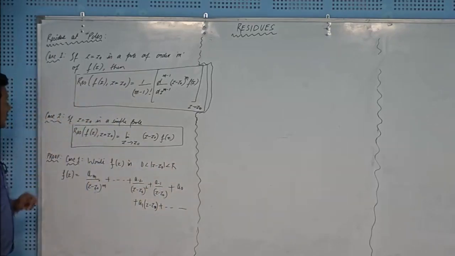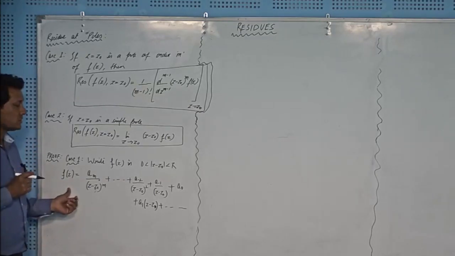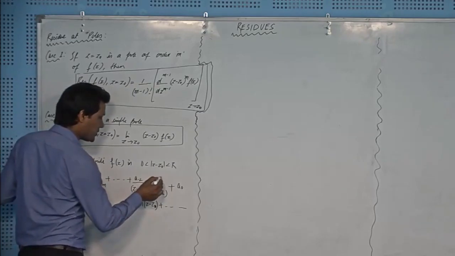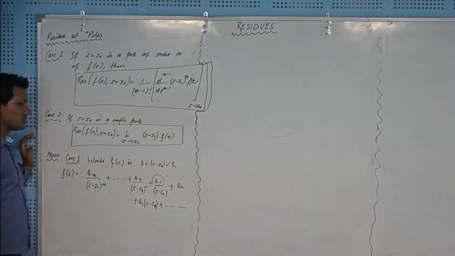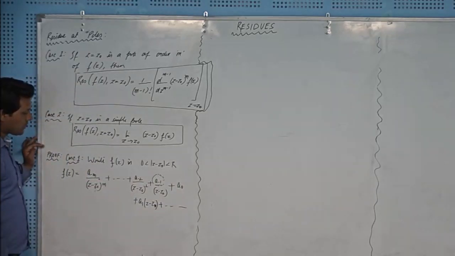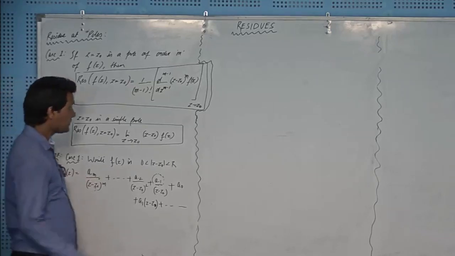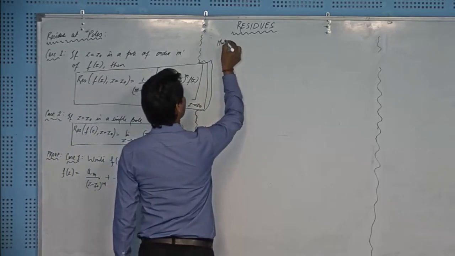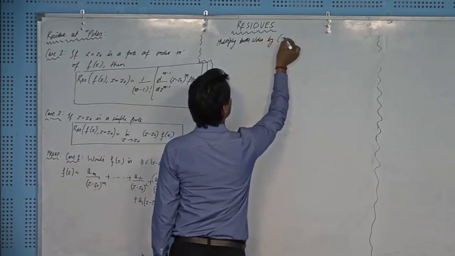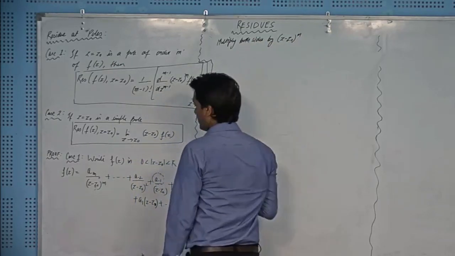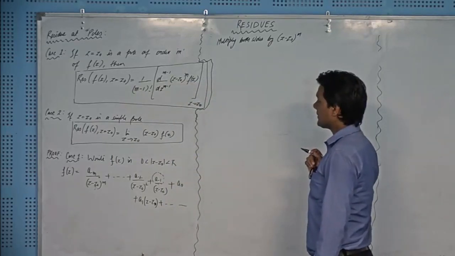Okay. Now what do I need? I am going to use that original definition of residue. I know that I am interested in finding this a minus 1, right? So I want to obtain a minus 1 from this series. So what I will do, I will multiply both sides by z minus z naught to the power m, right?